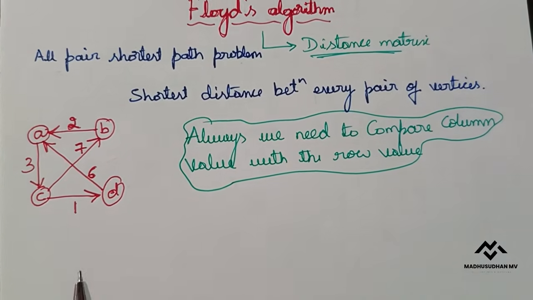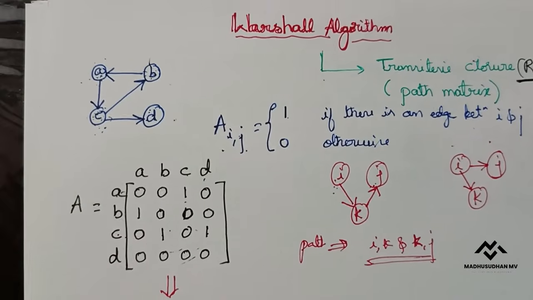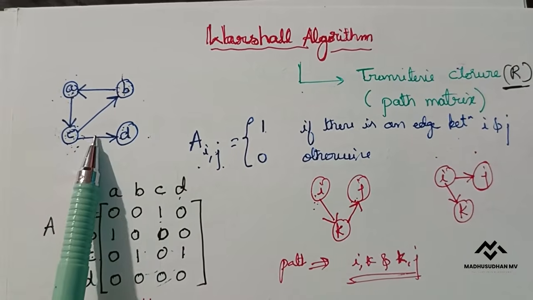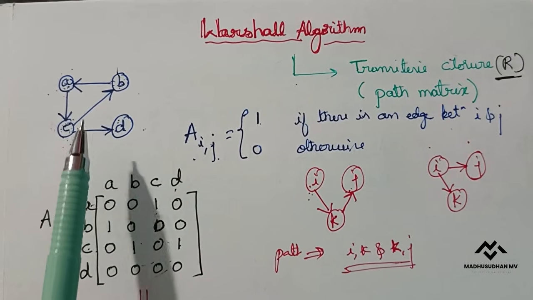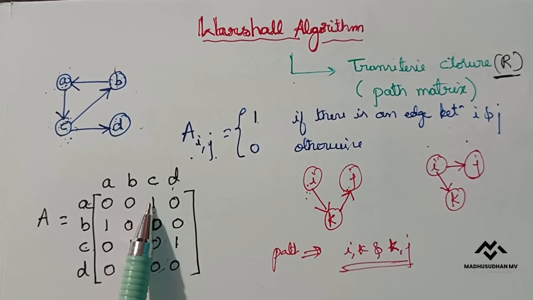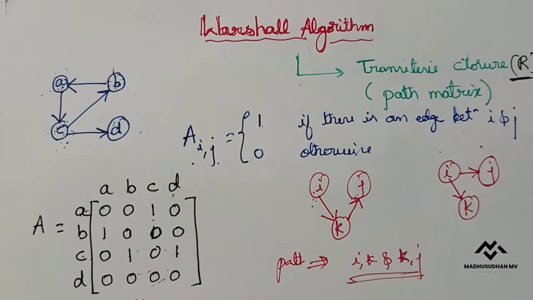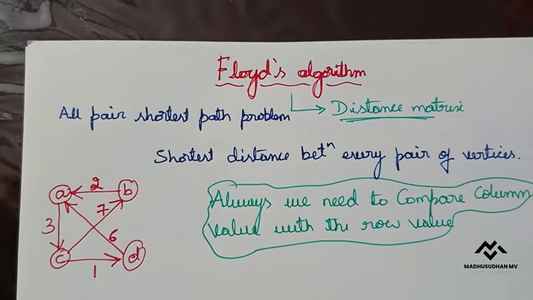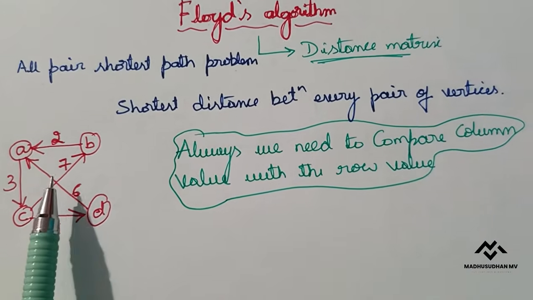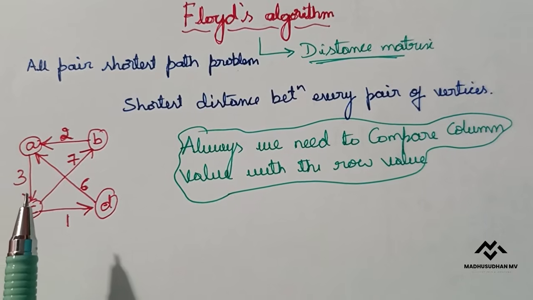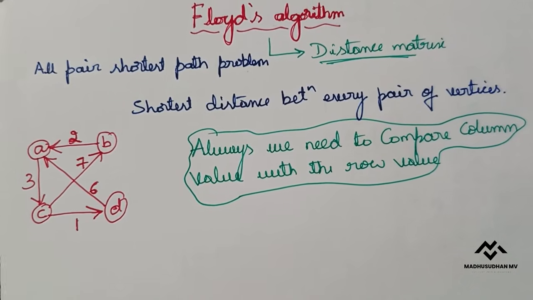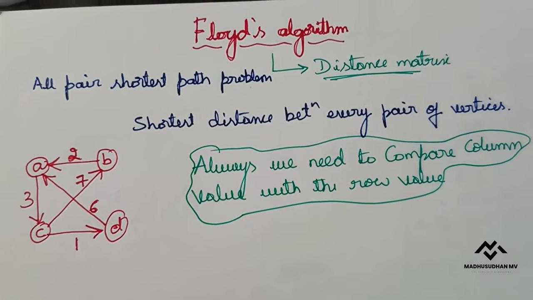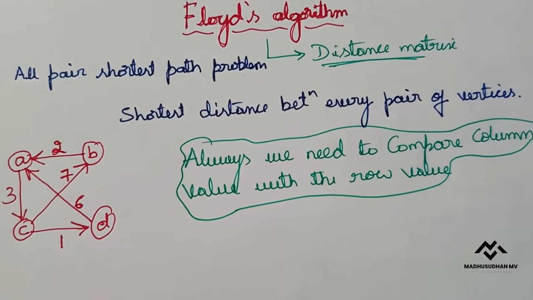Now in the Warshall algorithm, we wrote the adjacency matrix for the given graph. Because there is no cost involved in the edges, it is not weighted, so we only wrote whether an edge is there or not in the adjacency matrix. But now, since in this graph we have weights, we need to write the cost adjacency matrix.